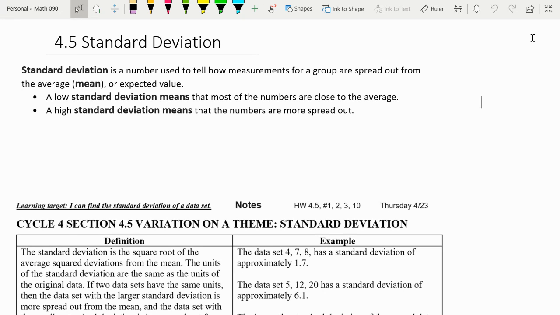If you have a low standard deviation, that just means that the numbers are really close to the average. And if you have a high standard deviation, so a big number, that just means the numbers are more spread out from the average. All right, so let's start going through this.